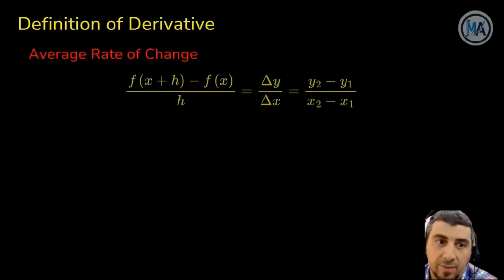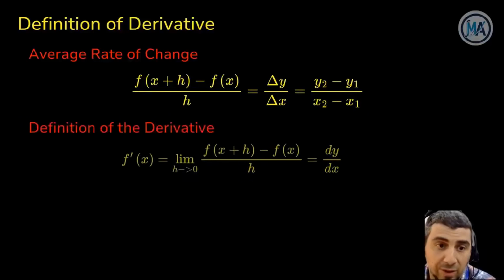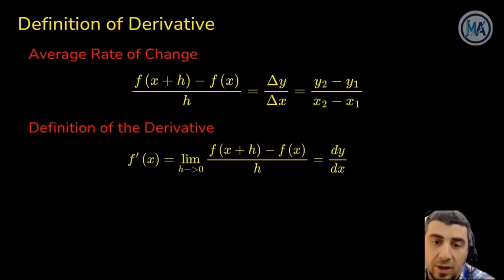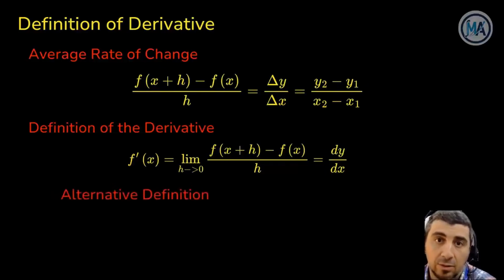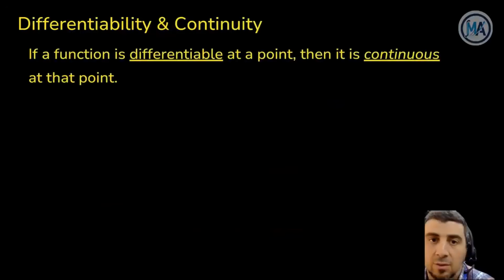The definition of the derivative. This comes directly from average rate of change, which is basically just change in y over change in x. But the definition of the derivative is the limit as h approaches 0 of that difference quotient. The notation for that we'll use f prime, or dy dx, or y prime. Have this definition memorized. There is also an alternative definition, which is often used for finding the derivative of a function at a point.